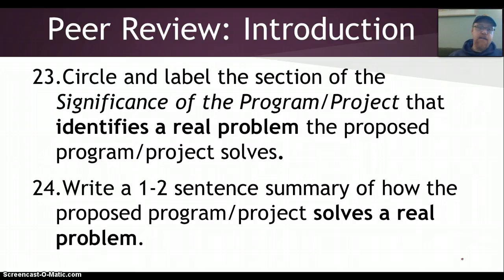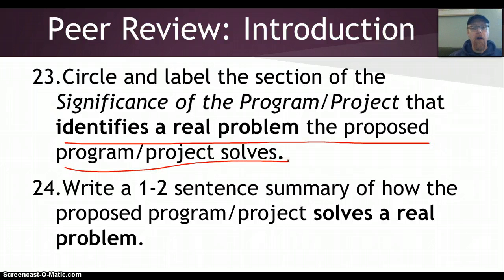Next, in that same final section, identify a real problem that the proposed program or project solves. And let me just point out that was something that was written in the syllabus. How does it solve a real problem that means something, and to whom? And then summarize it. What is the real problem?